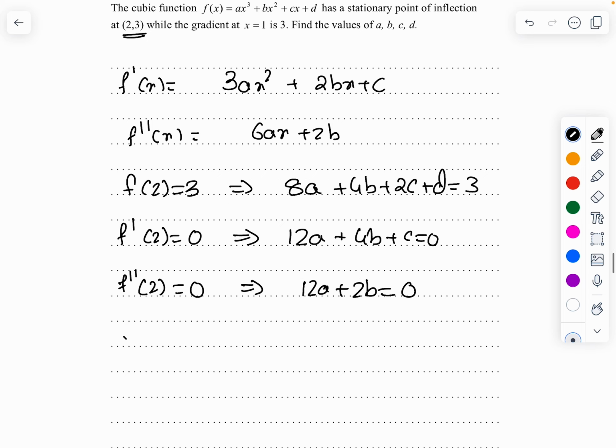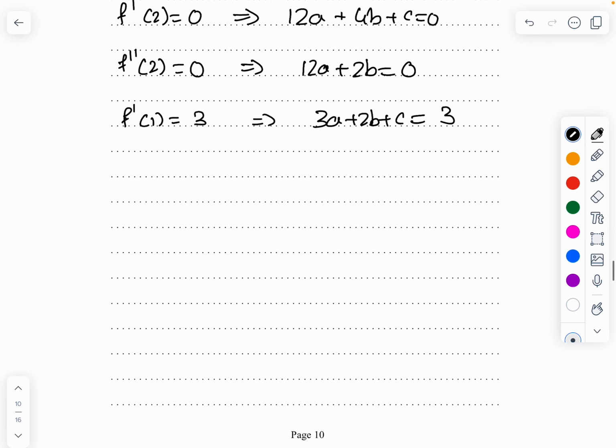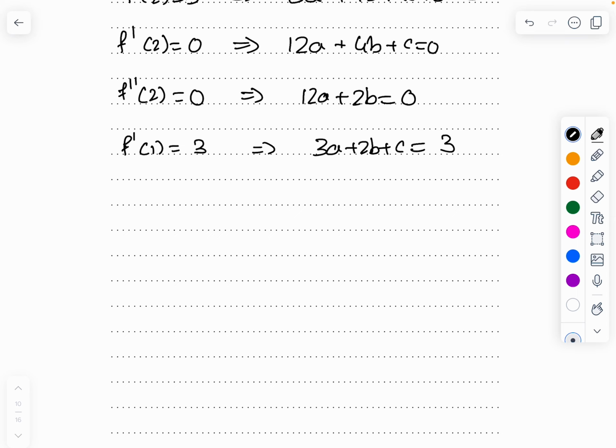Then the gradient at 1 is 3. So f prime 1 equals 3. One more equation: 3a plus 2b plus c equals 3. So you have 4 equations. You can solve these 4 equations by GDC, in the equation solver. You get a equals 1, b equals negative 6, c equals 12, d equals negative 5.